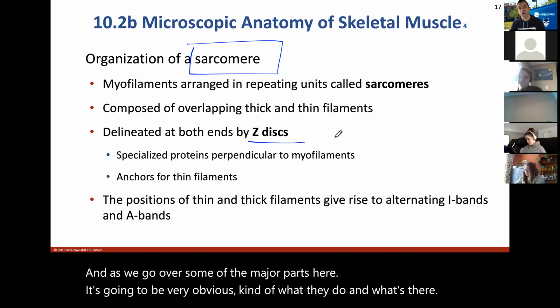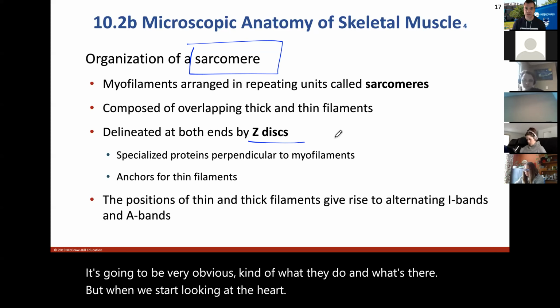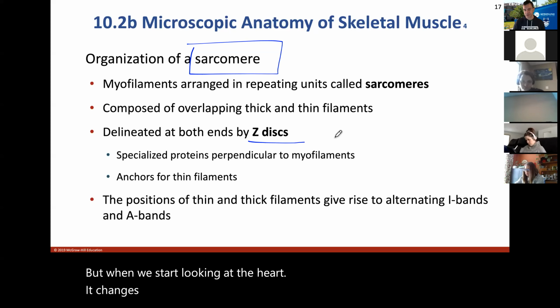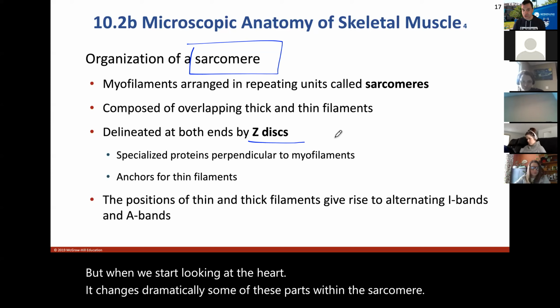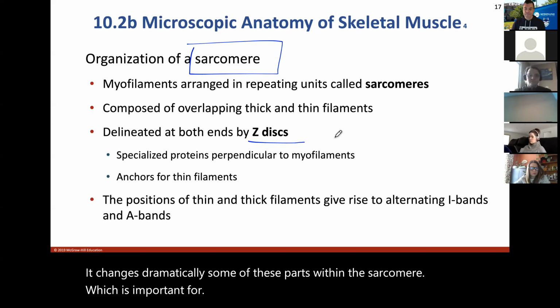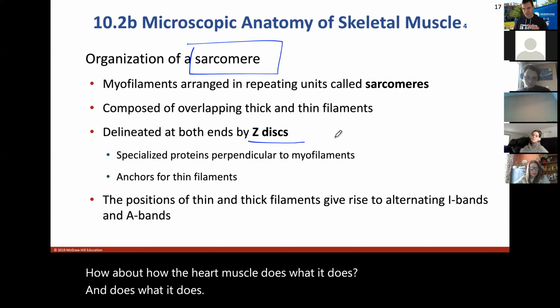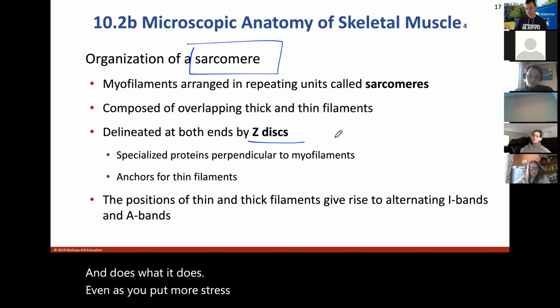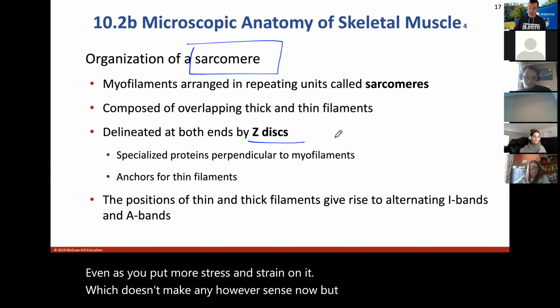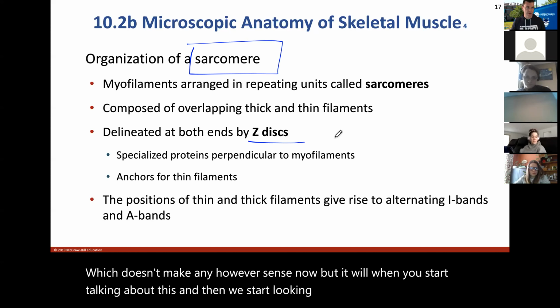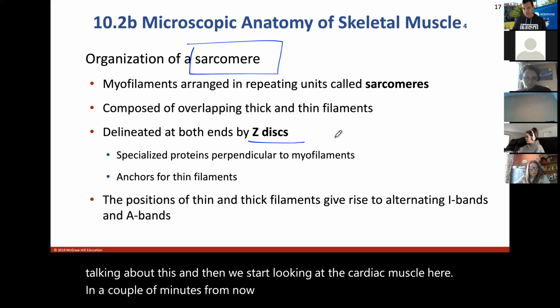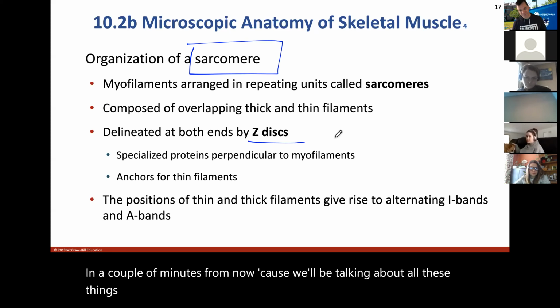But when we start looking at the heart, it changes dramatically some of these parts within the sarcomere, which is important for how the heart muscle does what it does, and does what it does even as you put more stress and strain on it, which doesn't make a lot of sense now. But it will when we start looking at the cardiac muscle a couple of units from now, because we'll be talking about all these things again in the heart. I know, God, right.